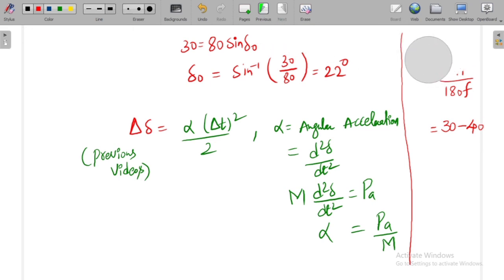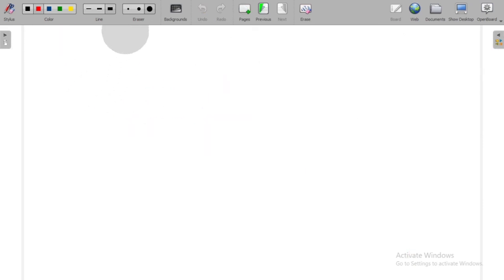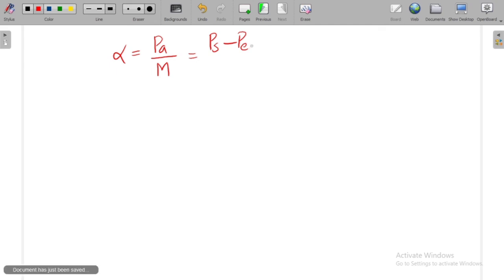So let me take a fresh page so that we can do it in a neat manner. So in the fresh page I am starting. Alpha is equal to Pa by M, and it is equal to shaft power minus electric power. What is this electric power? Electric power during the acceleration period. So we can call this electric power after removal of line, because after the removal of line only we will get the acceleration.